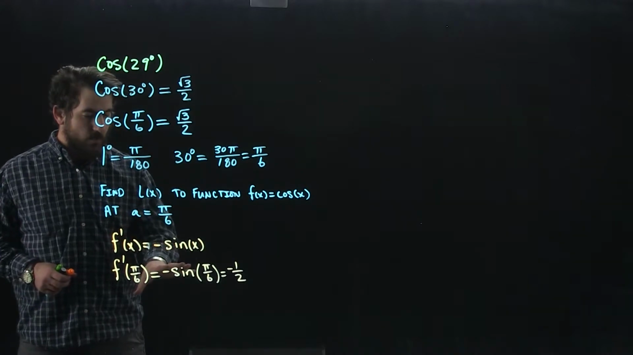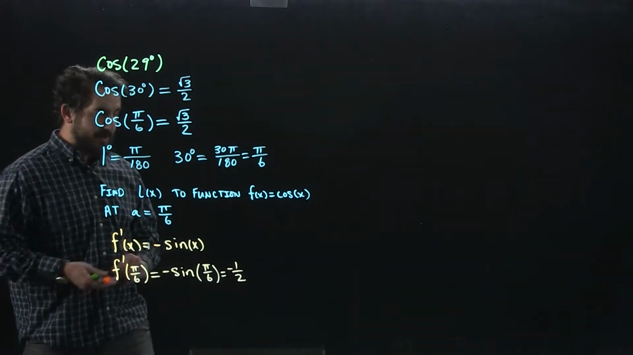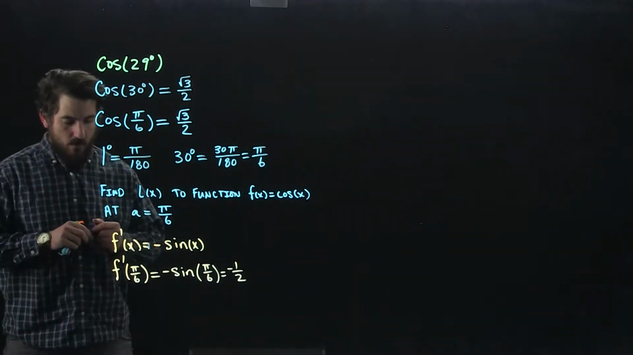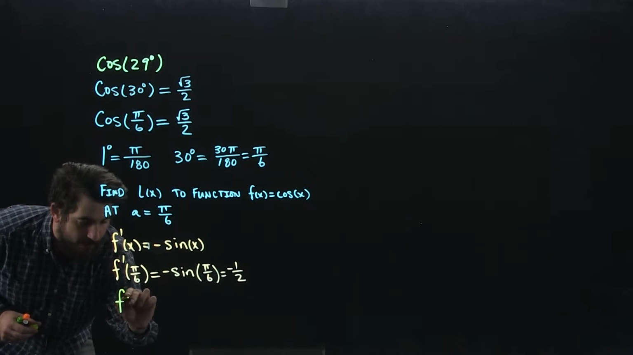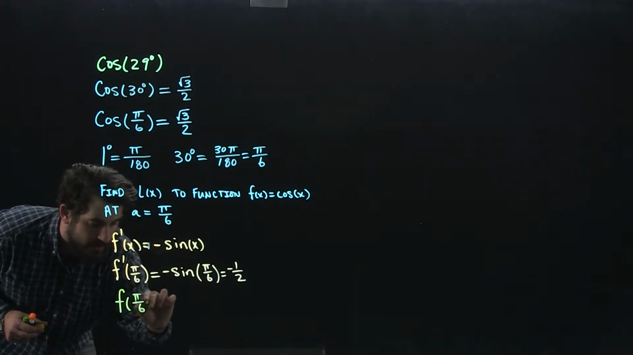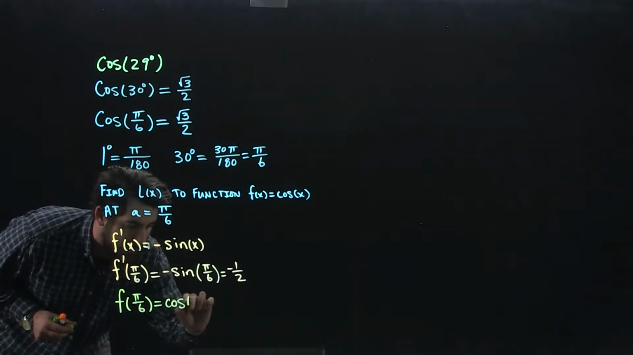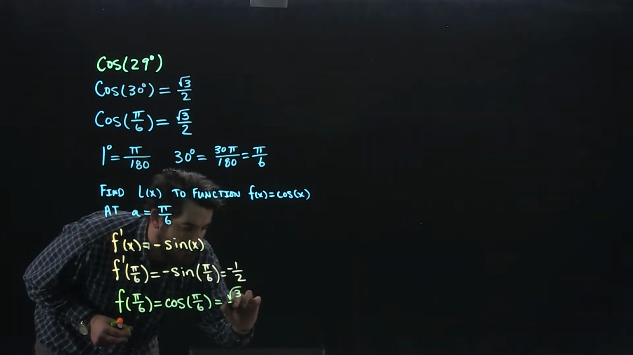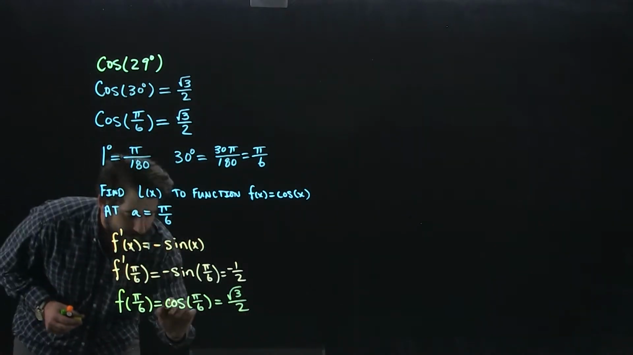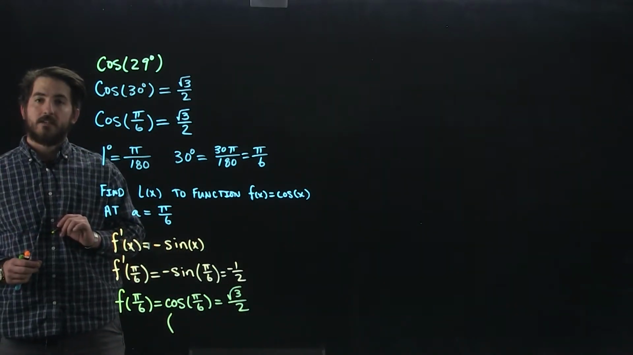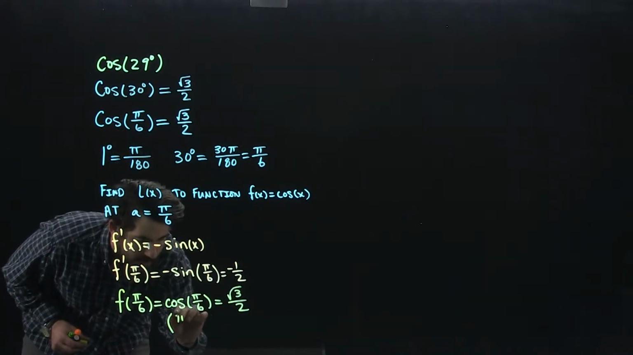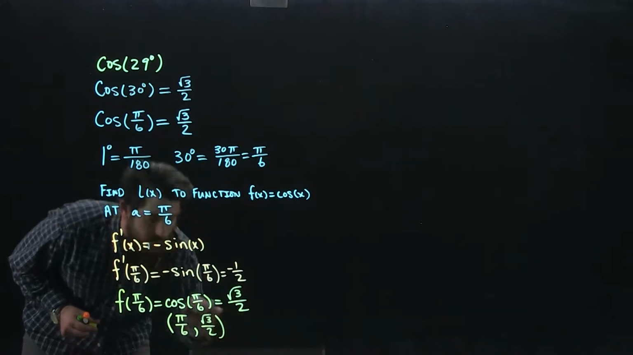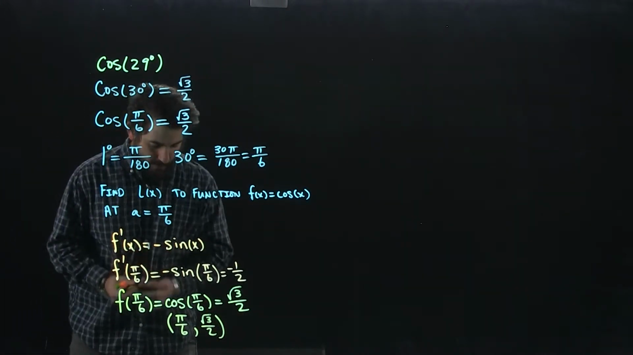So this is going to be my slope. What is my coordinate going to be? So to find the coordinate, we want to evaluate f of pi over 6, which equals cosine of pi over 6, which equals root 3 over 2. So the coordinate that we are constructing the tangent line equation is going to be at pi over 6, comma, root 3 over 2. So we have a point.